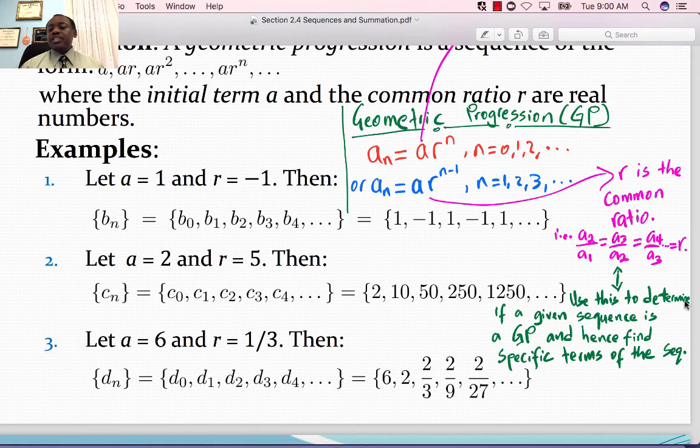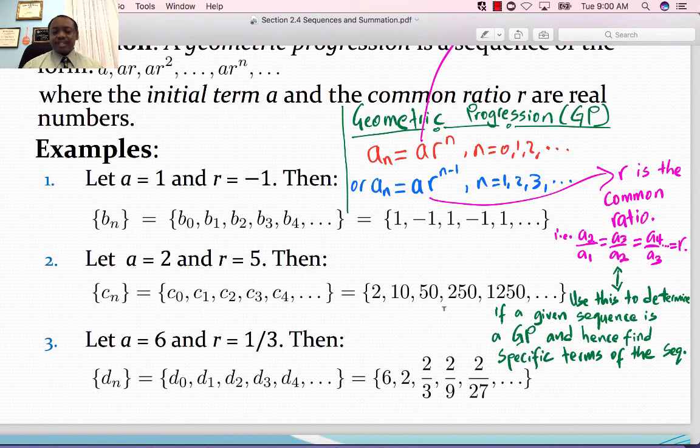Okay, so use this to determine if a given sequence is a geometric progression and hence find specific terms of the sequence. Now, you could also have this question where you're given the first term and the common ratio, and you're asked to find the first 50 terms of the sequence. That's very easy because that will be the formula. If I'm already given the first term and the common ratio, all I need to do is plug in n equals 0, n equals 1, n equals 2, n equals 3, n equals 4, and that will give me all the terms, as many as I want.